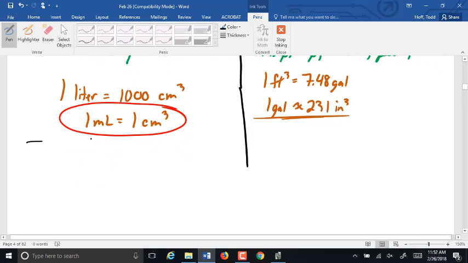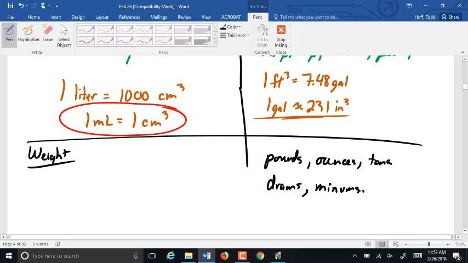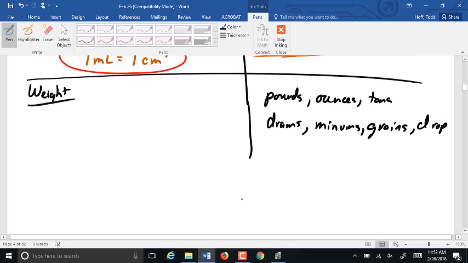Now we said mass was a big, let's talk about weight first. Remember, weight is the force of gravity, and that's what we use mostly in our standard system. That's where the pounds, ounces, tons, drams for apothecary units, minims, grains we talked about. There's drops that have been absorbed in the metric system and so on. A lot of different units for weight.